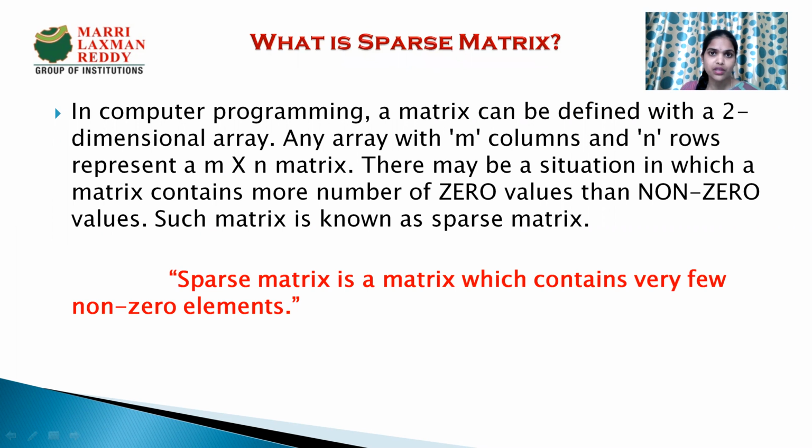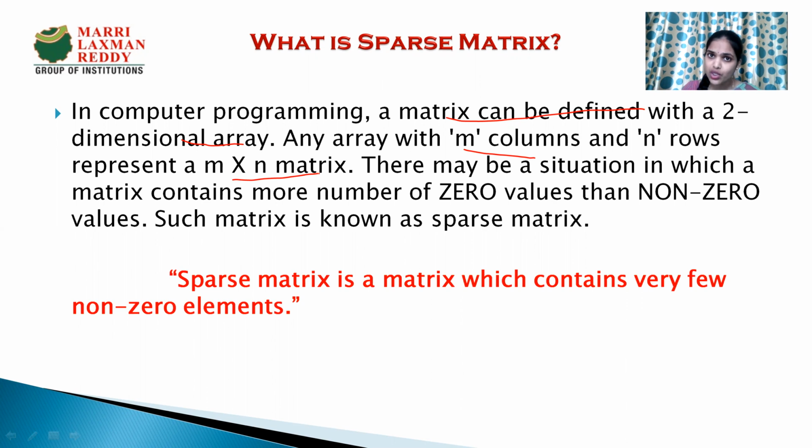Before seeing the representation, we have to know what is a sparse matrix. Generally, in any programming language, if you want to define a matrix, if you want to represent a matrix, we use arrays. We use a two-dimensional array for representing a matrix. It means if a matrix consists of two rows and two columns, the matrix size is a 2 by 2 matrix. Similarly, in an array also, we use m rows and n columns to represent an m by n matrix.